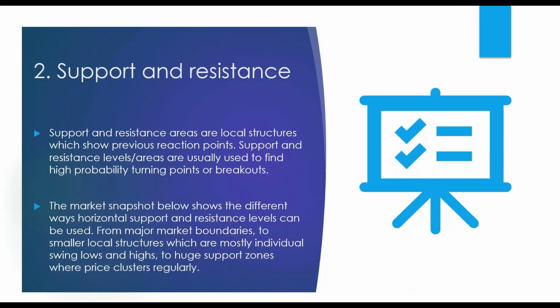Then we add support and resistance lines. Support and resistance areas are local structures which show previous reaction points. Support and resistance areas are usually used to find high probability turning points or breakout points.